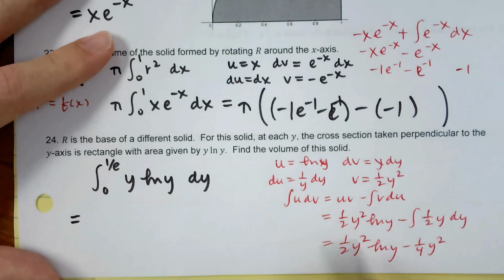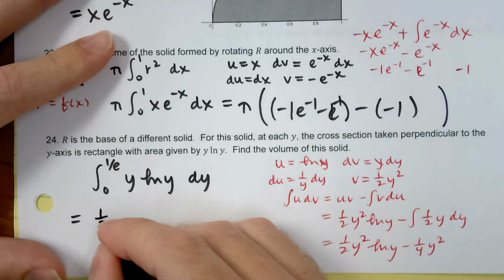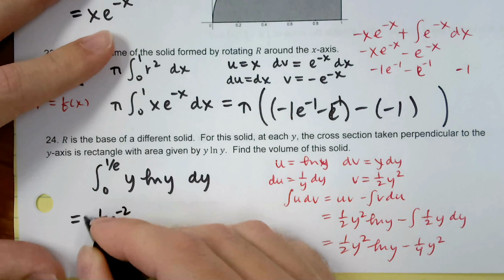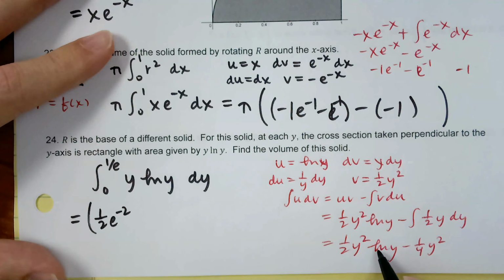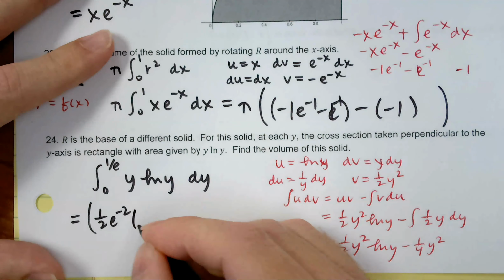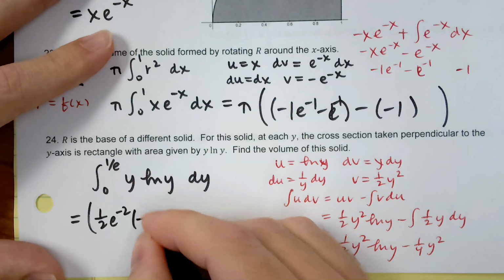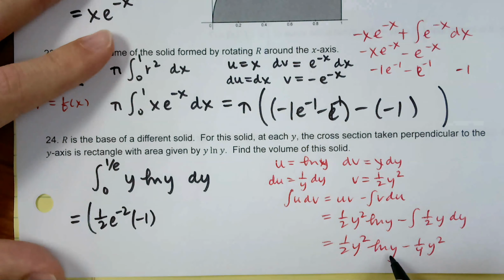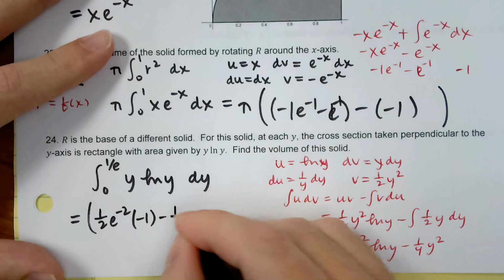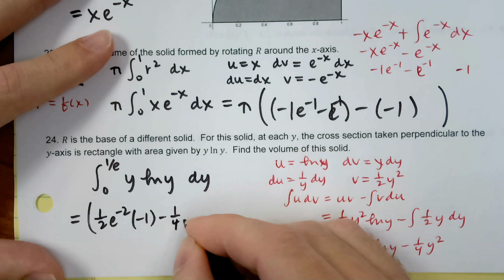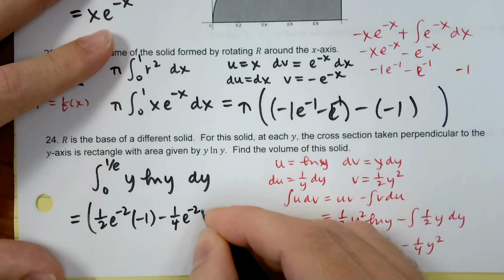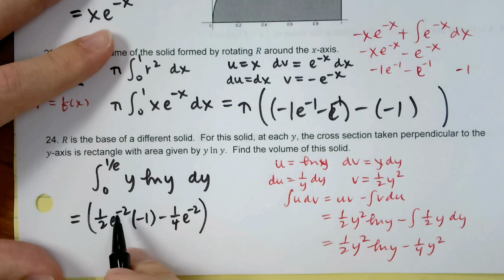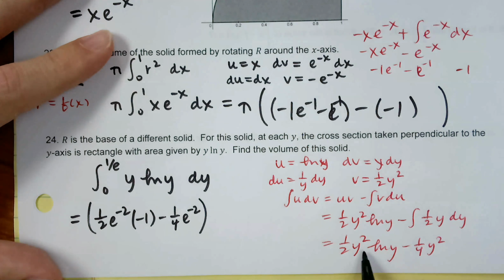So when I plug in 1 over e, I'm going to call that 1/2 e to the negative 2 times log of 1 over e. What exponent do I put on e to get 1 over e? That would be the negative 1 power. Minus 1/4 of y squared. Okay, that's what happened when I plugged in 1 over e. When I plug in 0, I'm going to get 0 minus.